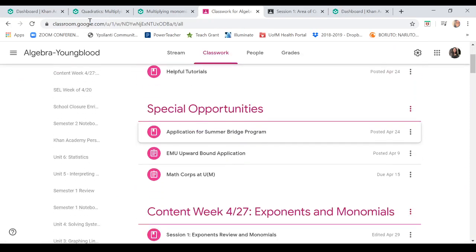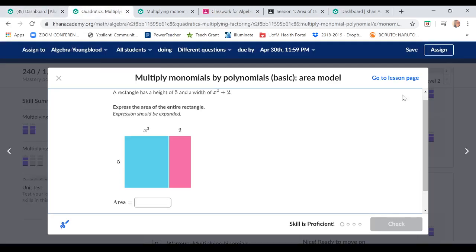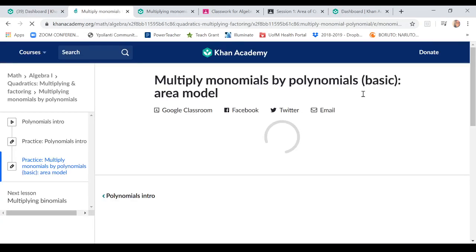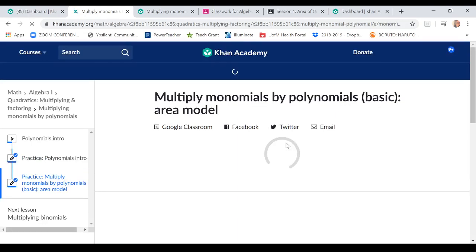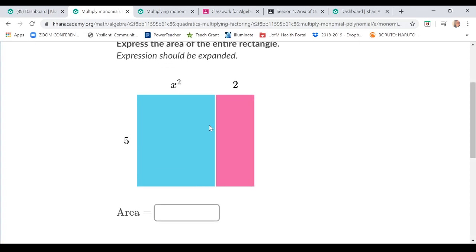But like I said, we're going to jump into Khan Academy to look at today's topic, which is multiplying monomials. So the first thing we're going to do is look at how to multiply monomials and polynomials using the area model. So yesterday, or whenever our last class was, we looked at just multiplying two monomials. So maybe we had something like 5 times x squared. What would that be? These are two monomials. But now we're going to look at what it would mean to multiply 5 times x squared plus 2. And basically that's just going to be the distributive property. So we're going to do this on our little whiteboard and see what that looks like.